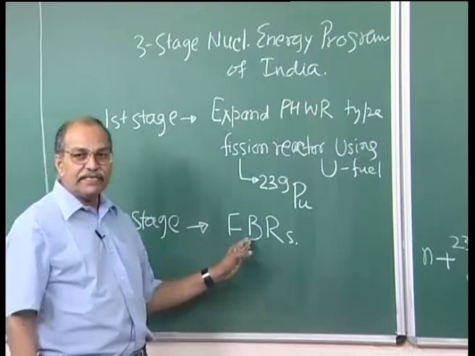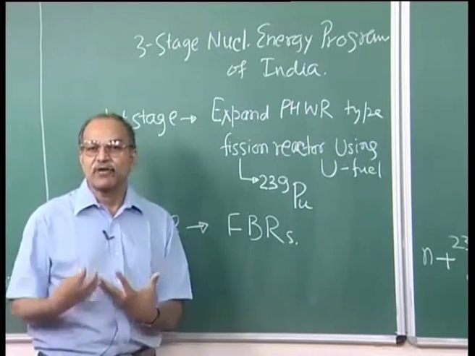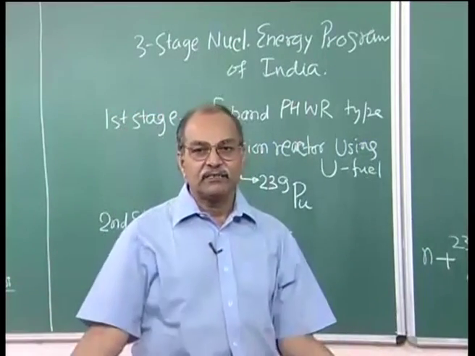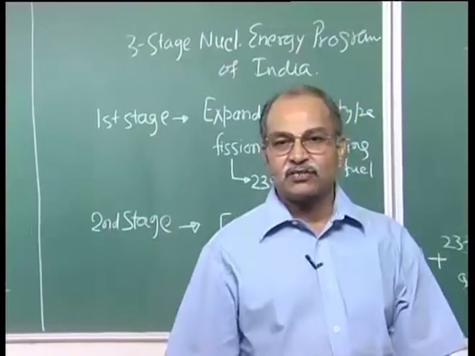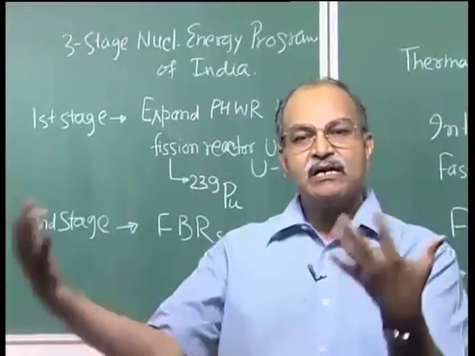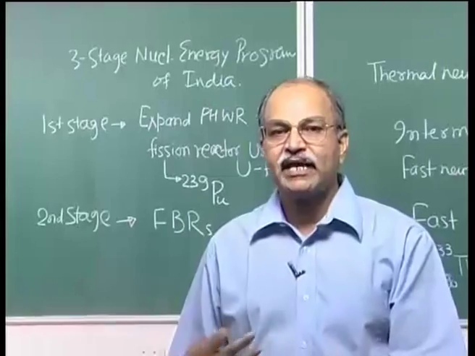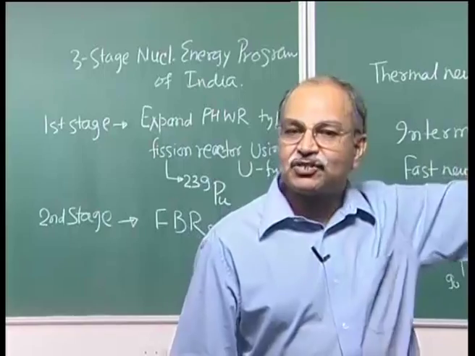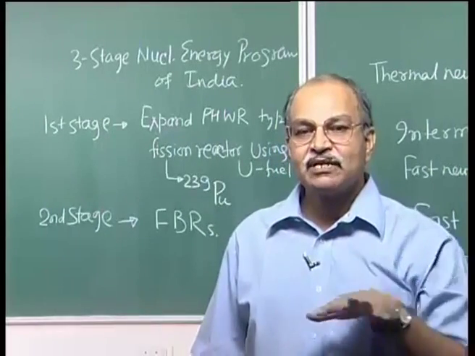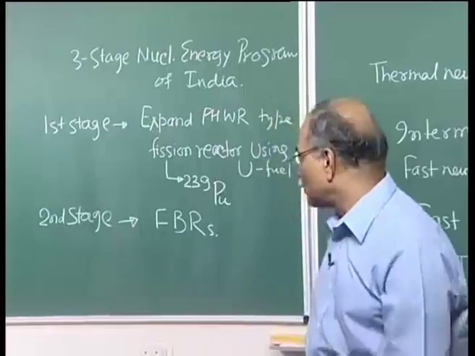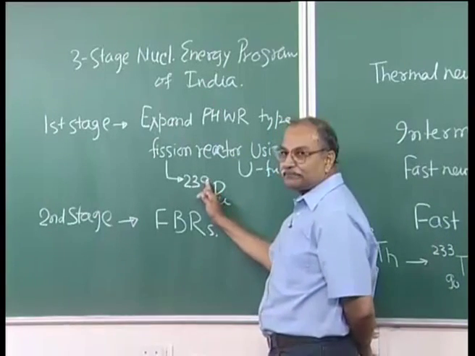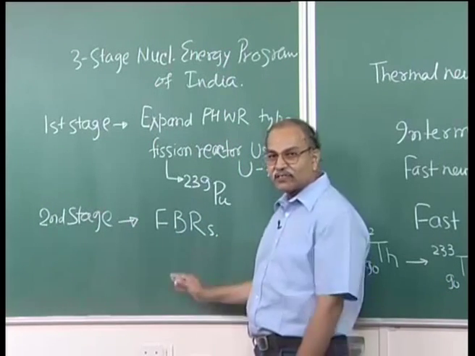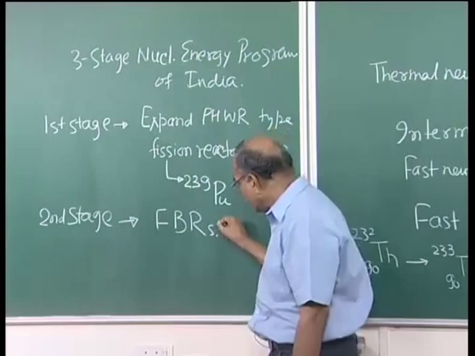Fast breeder reactors will need plutonium-239 as fuel, and if we go for a large number of breeding FBRs, then we will need a corresponding amount of plutonium-239 as fuel. And for that we need the first phase reactors, normal uranium reactors, which will give us that plutonium-239 fuel. So, this will be used here to construct and run these FBRs.